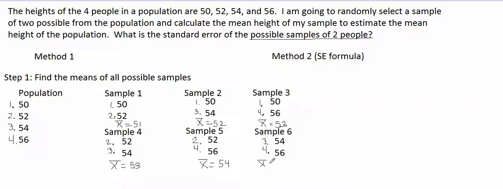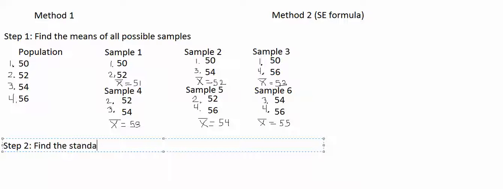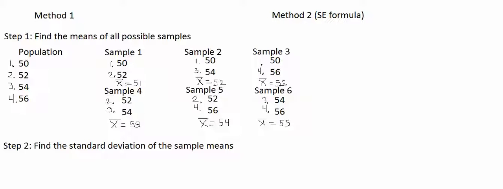So I've finished step 1. I found the means of all possible samples of 2 people. The second step for method 1 is just finding the standard deviation of all of the sample means. These 6 sample means make up the sampling distribution for the sample size of 2, and the standard error that we're calculating is just the standard deviation of all 6 sample means in that sampling distribution. So step 2 is find the standard deviation of the sample means. So we'll list out the sample means right here.